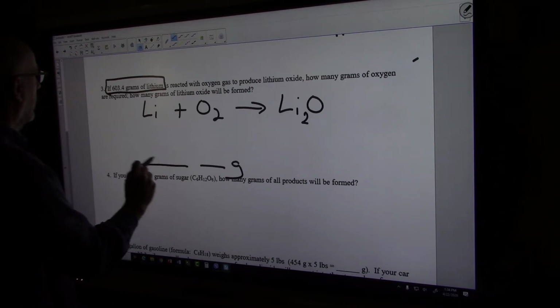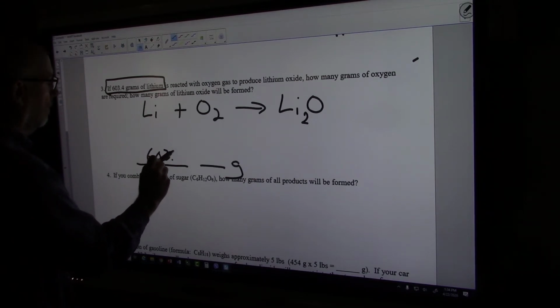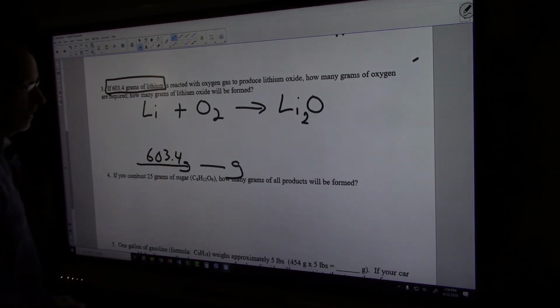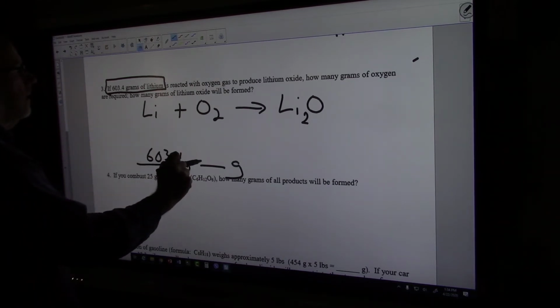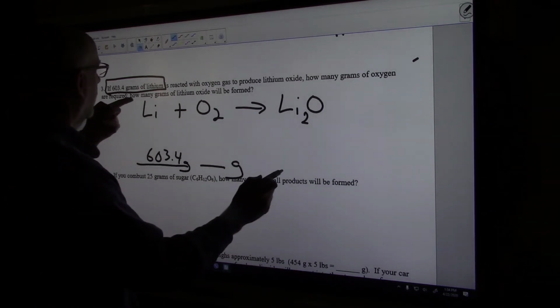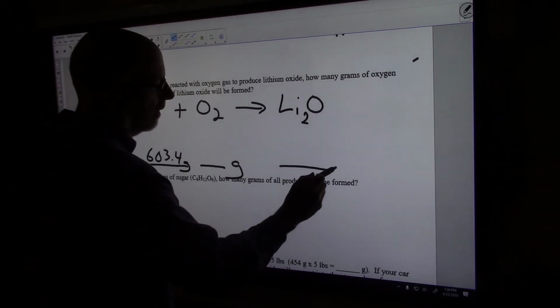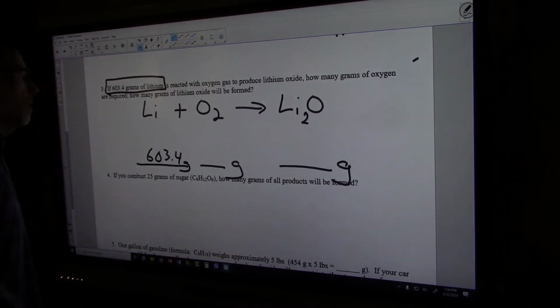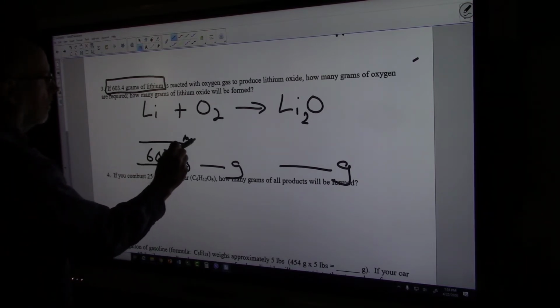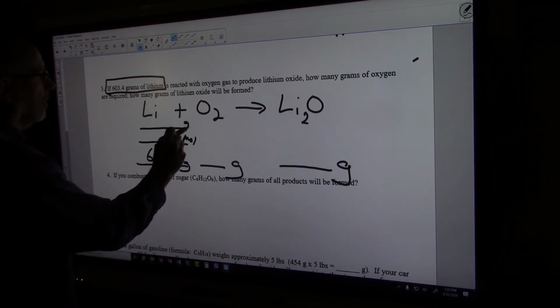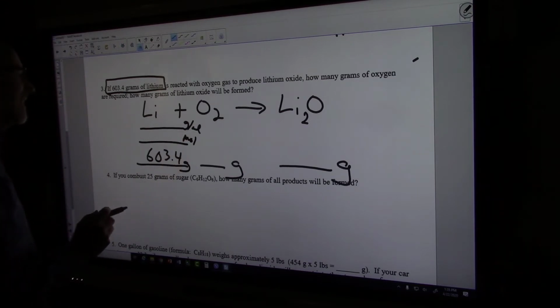So I start off with 603.4 grams. 4 sig figs this time. And I need to figure out how many grams of oxygen. Oops, and I also need to figure out how many grams of lithium oxide. I have to figure out everything here. Okay, fine. So I need grams and the moles. And I need grams per mole, which is the molar mass.